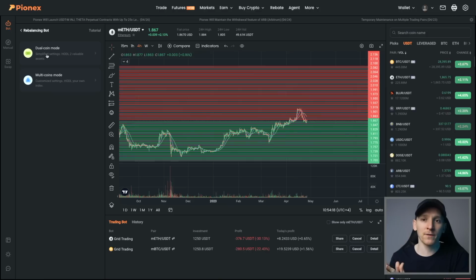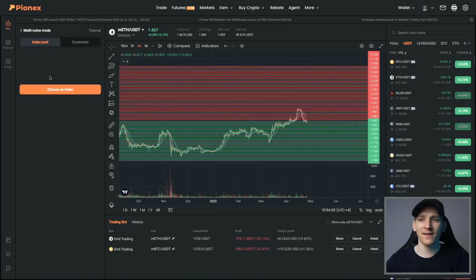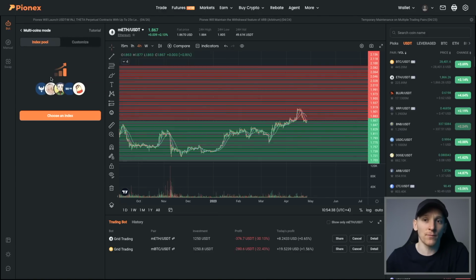So essentially what happens here is you set up the bot with percentages of the coins that you want to invest in. And then when the prices move, you either buy or sell those coins to keep them within the percentage that you want them. Now, there are some pros and cons to this, so we'll go through this. We'll actually look at the multi-coins mode, and as you can see, you can essentially set up your own index.